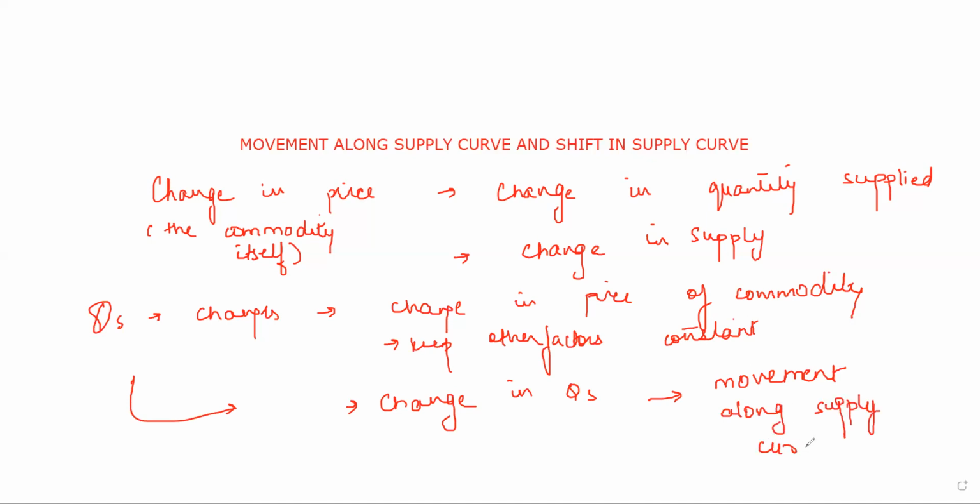Now, how do we go about it? How do we understand this? Movement along supply curve means it is either going to move upwards or downwards, right? That is how it's going to move. And there'll be some special terms for this. So let us understand what those terms are. The first term for this is expansion in supply.